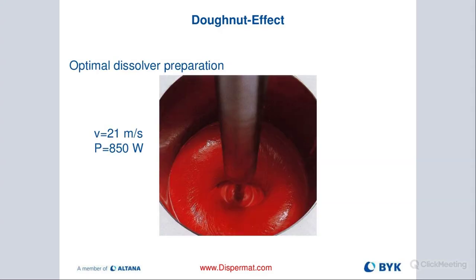Okay, so we have a couple examples here. In this case, we have a material where we're running with 21 meters per second of tip speed. We're putting in about 850 watts of energy. So we would call that an optimized dissolver batch. And you can see here, we are looking at a beautifully shaped donut. So the pre-dispersion process looks good. Tip speed is right, and we're seeing the formation of our donut. That's what we want to see.